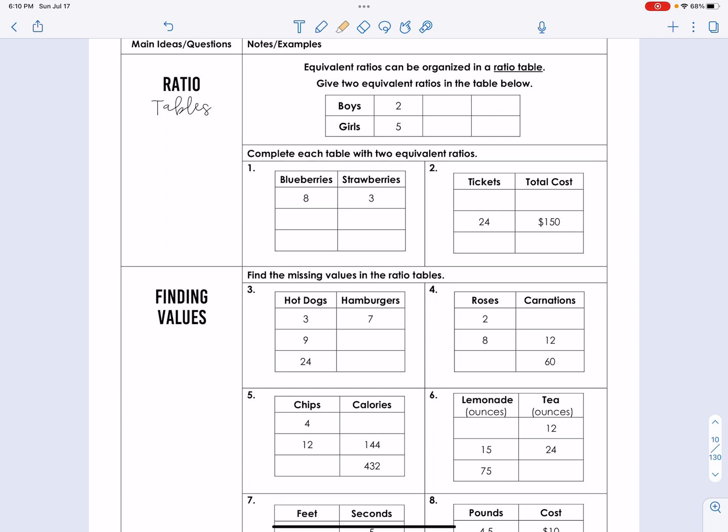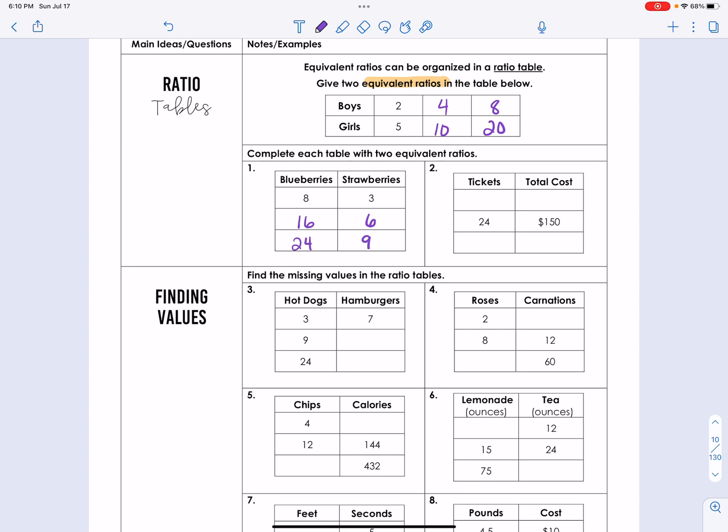So if I want to give two equivalent ratios, I could multiply them both by 2 and do 4 and 10. I could multiply that by 2 and get 8 and 20. I'm just filling in the equivalent tables. So 8, 3. I could multiply 8 by 2 and get 16 and 6.